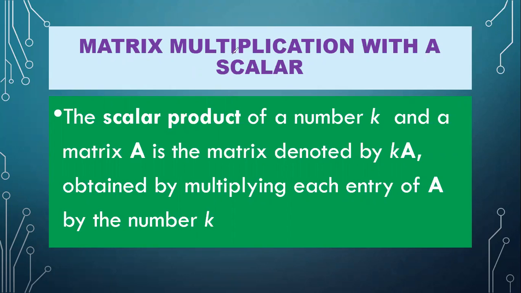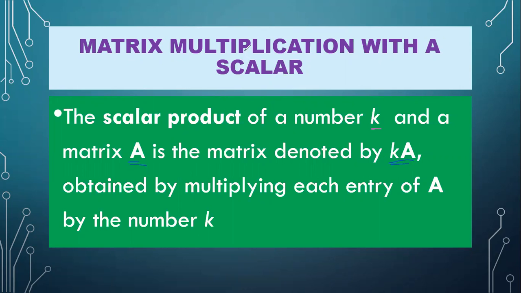We are going to look at matrix multiplication. To start with, we start with multiplication by a scalar. A scalar is any number, we can call it K. Actually, it is any number, we can call it a scalar. And a matrix is always represented with capital letters, like a matrix A. If we multiply it by a scalar, we write that as K multiplied by A.